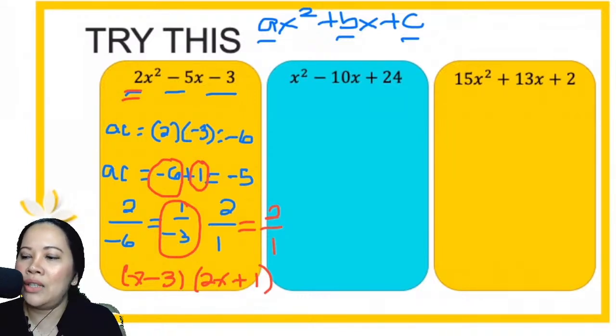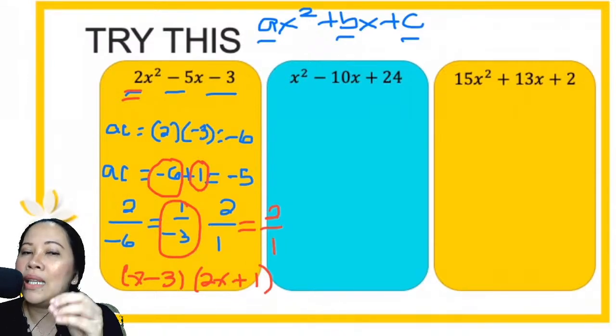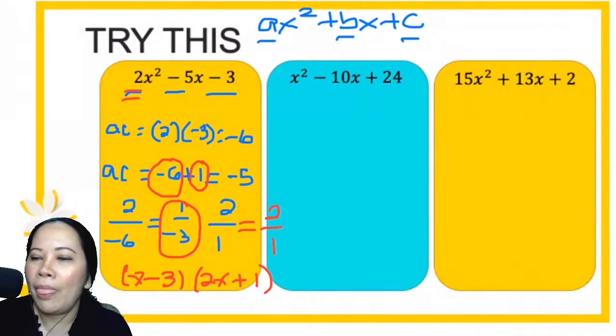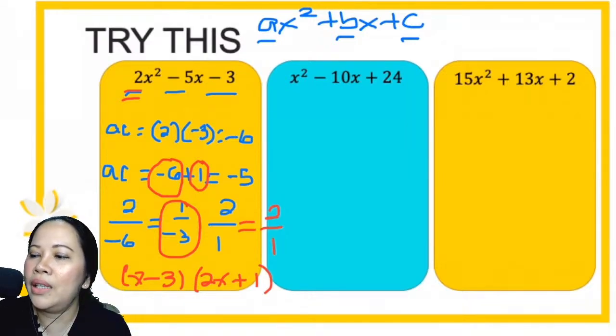Now, the third step is you divide your A with those two factors. So 2, which is our A, divided by negative 6 will be 1 over negative 3. And 2 divided by 1 will be 2 over 1. Therefore, the factors of 2x squared minus 5x minus 3 will be x, okay, because that's a 1. So x minus 3, which is your denominator, negative 3, times 2x, which is your numerator, plus 1. Okay, let's try the next one.